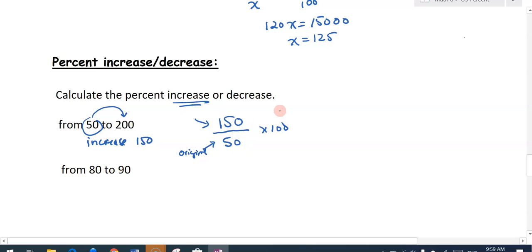We have gone through lots of different strategies. So I'm getting a 300% increase, right? In other words, it is tripled. The increase is triple.